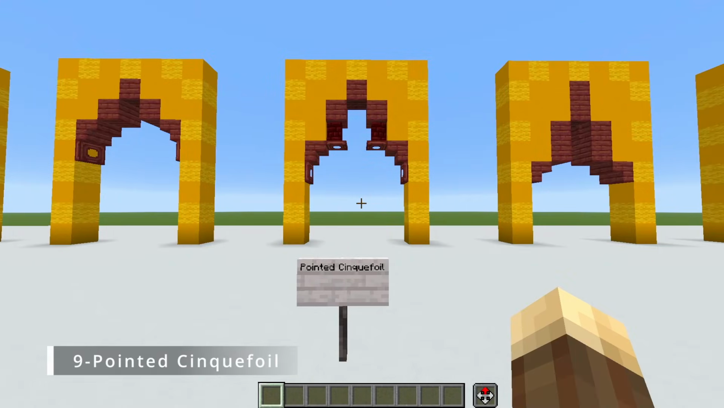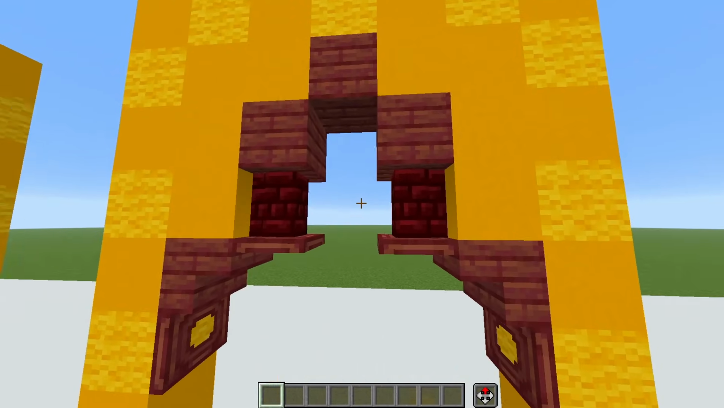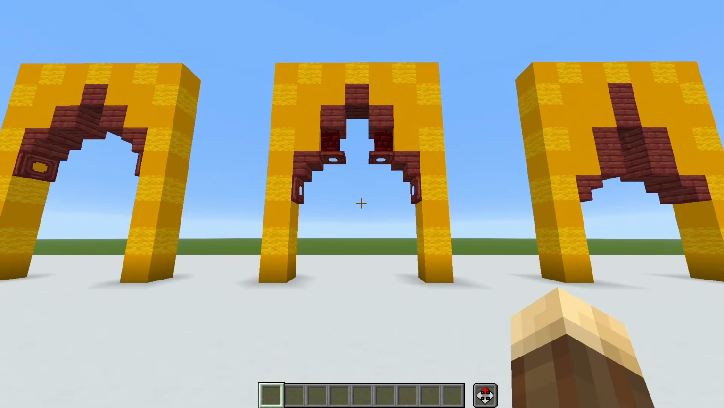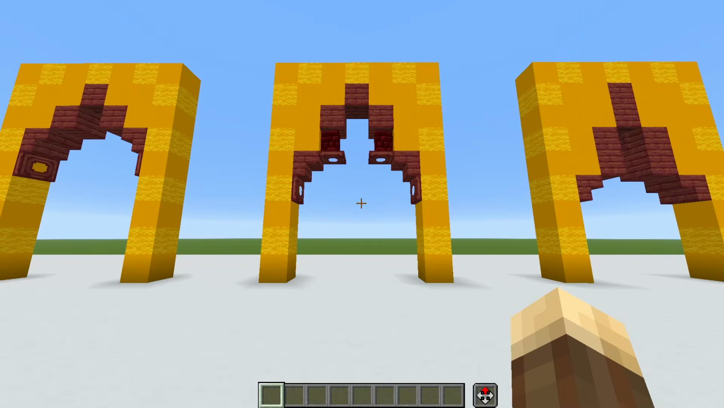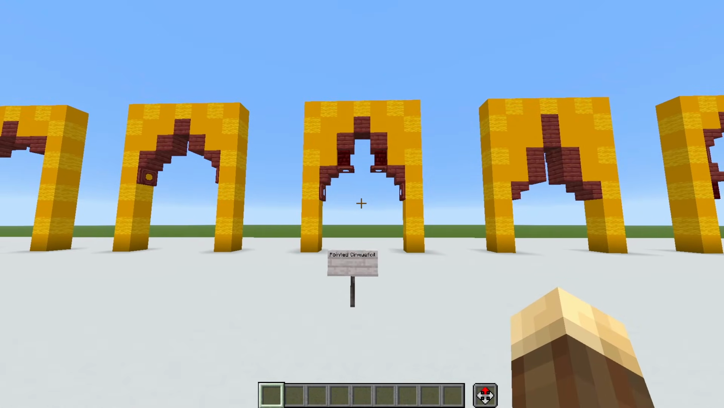At number 9, we have something very similar, which is the pointed cinquefoil. So this one is very similar, except we have 1, 2, 3, 4, 5 arches in this one. This one is also very common in Gothic medieval architecture, but the whole idea of doing these little foils is not strictly related to the Gothic, and you don't have to restrict yourself to 3 or 5.